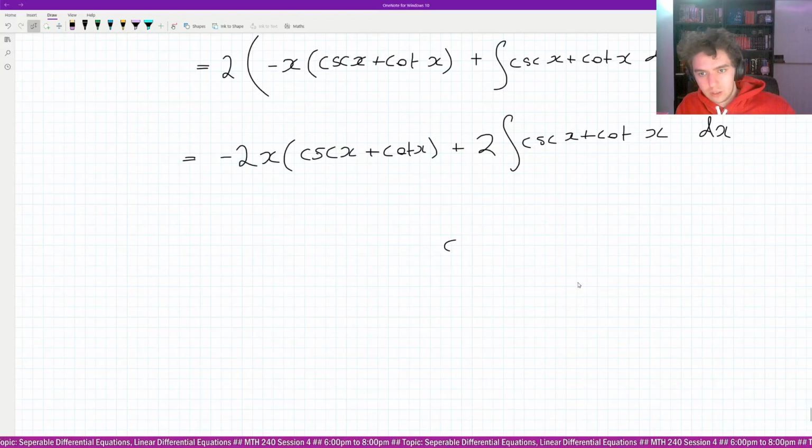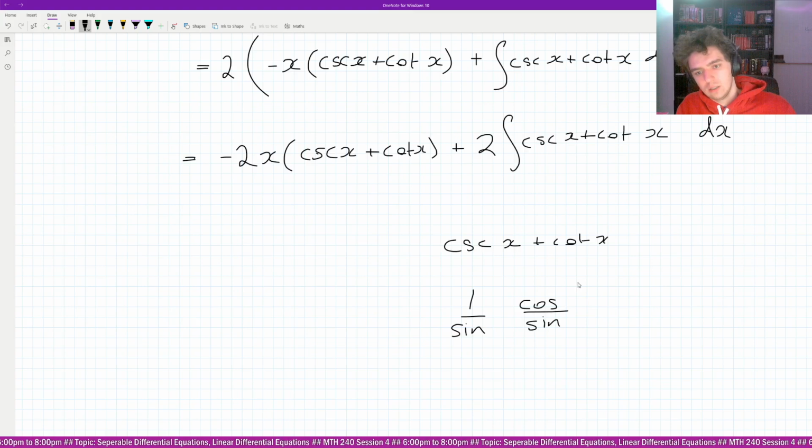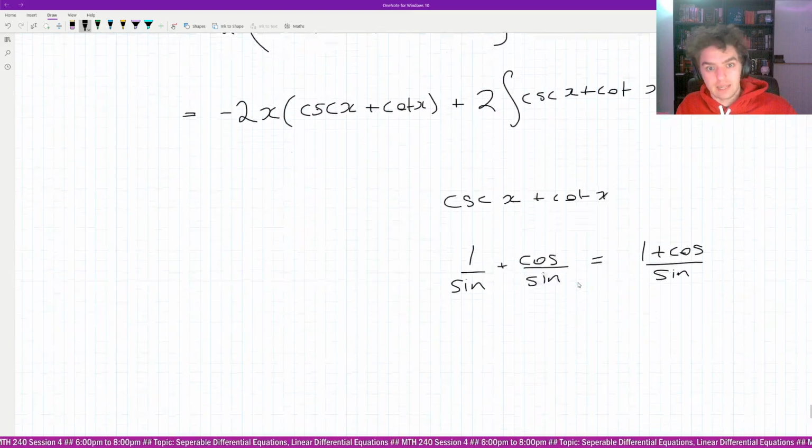So cosecant x plus cotan x. Cosecant is 1 over sine x. I'll leave off the x's now. So 1 over sine. Cotan is cos over sine. So I'm adding these. So it would be 1 plus cos over sine. And not 1 plus cos squared or none of that. So that doesn't really help us that much. Can I integrate this? Yes, I can integrate that. Okay, that's not bad.